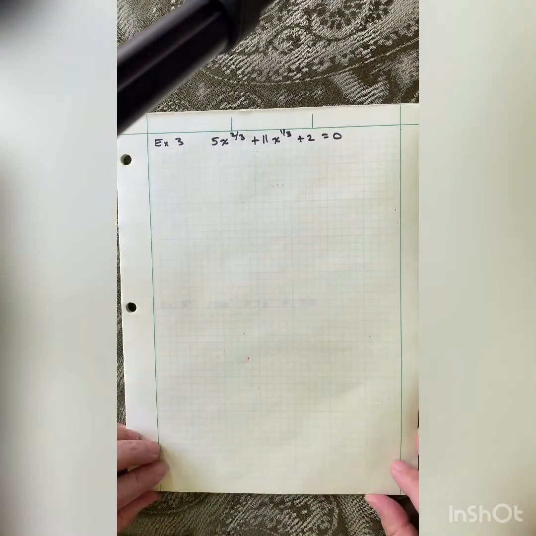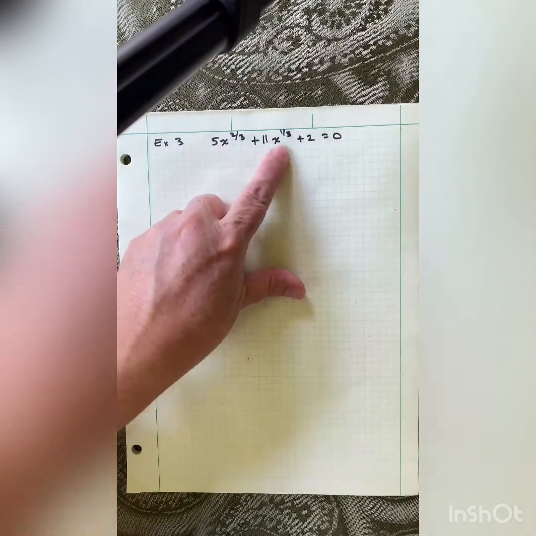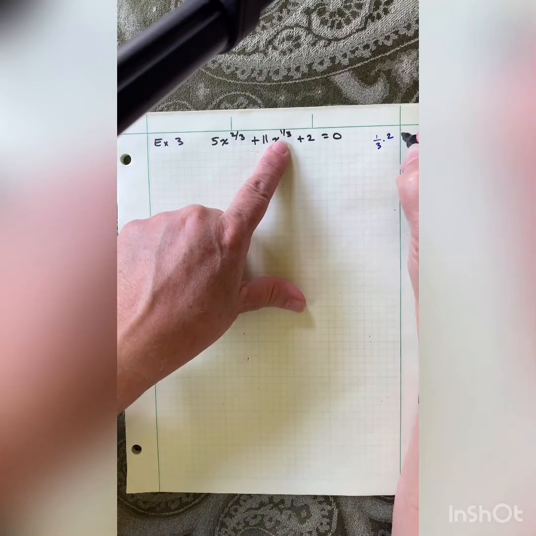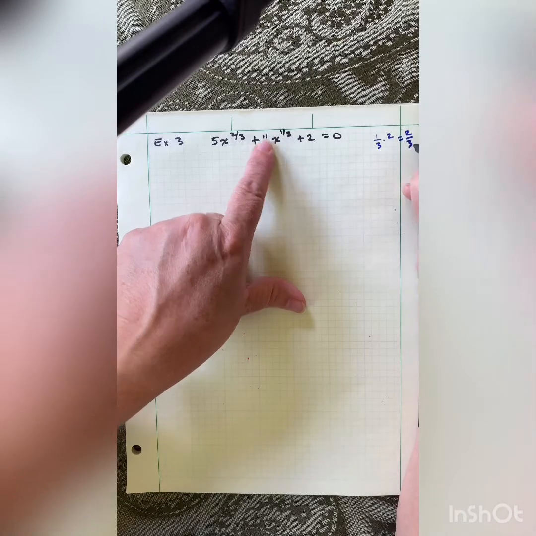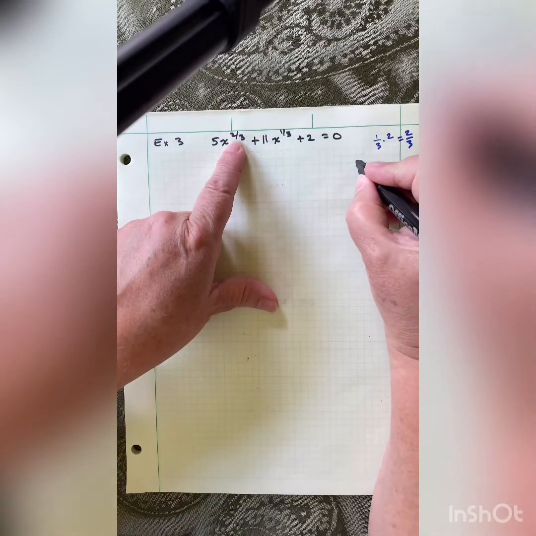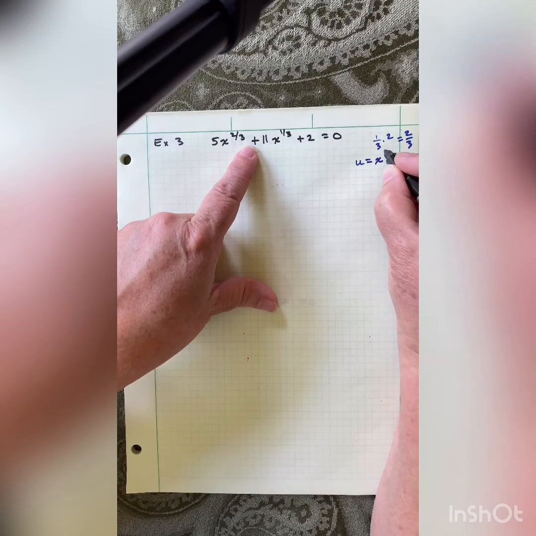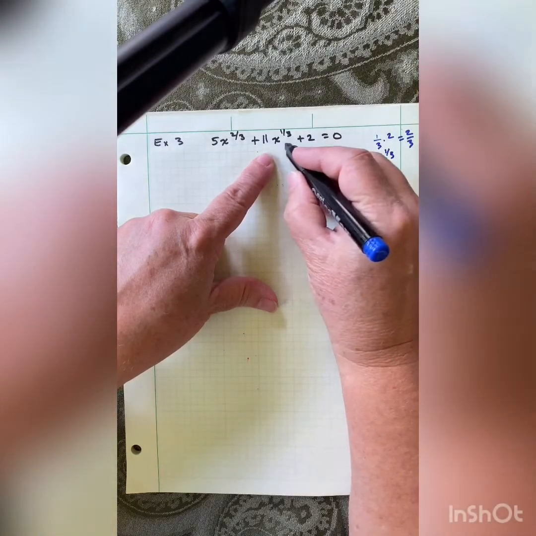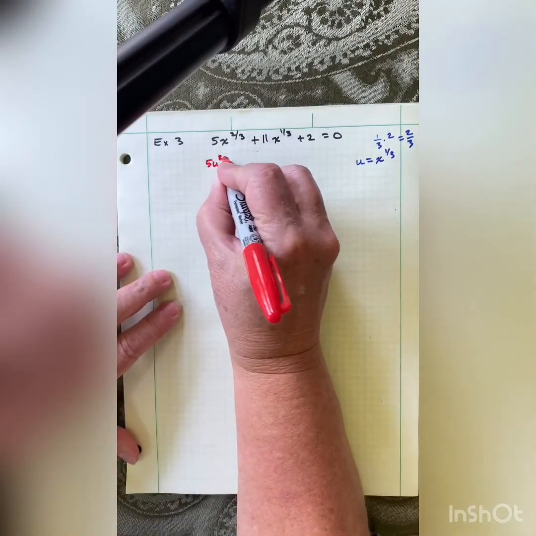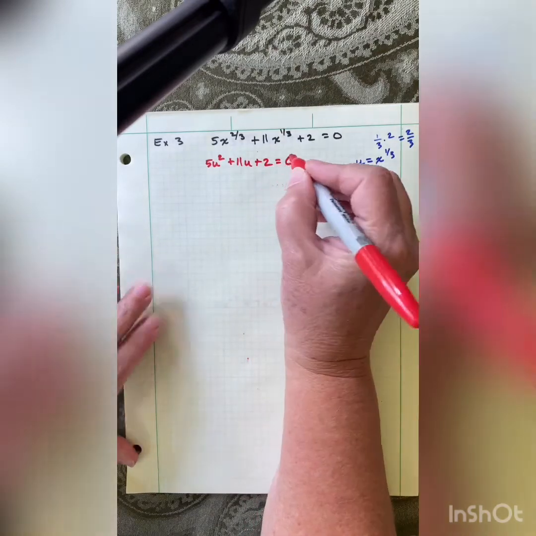All right, the next one here, is this one quadratic in form? So it's in standard form. Let's take a look at this. If I have 1/3 times 2, that gives me 2/3. Oh, and that's a 2/3. So yes, this is quadratic in form. So I'm going to say u equals x to the 1/3. Remember, always go with that 1 right here. Okay, so I'll get 5u squared plus 11u plus 2 equals 0.